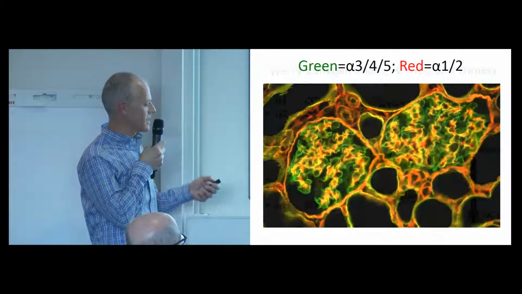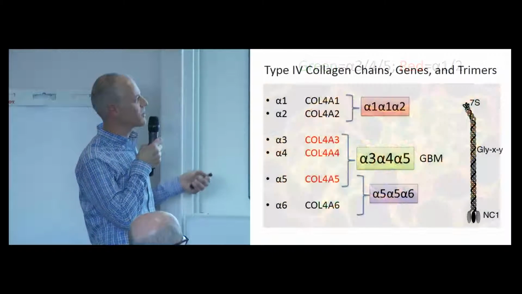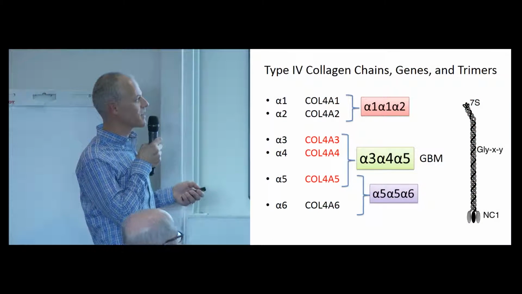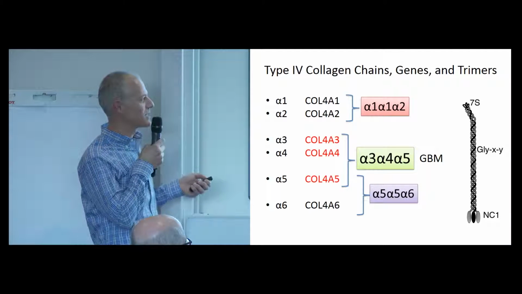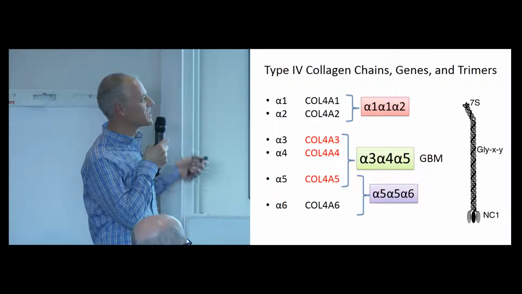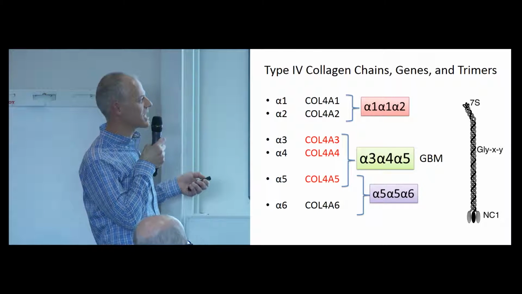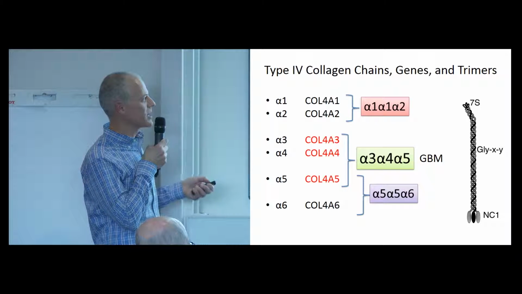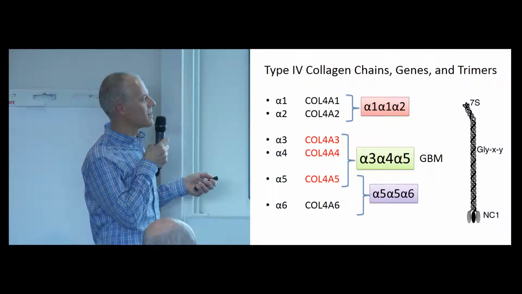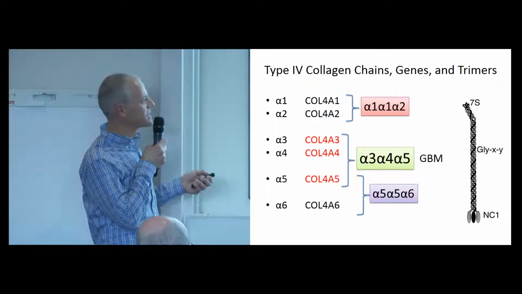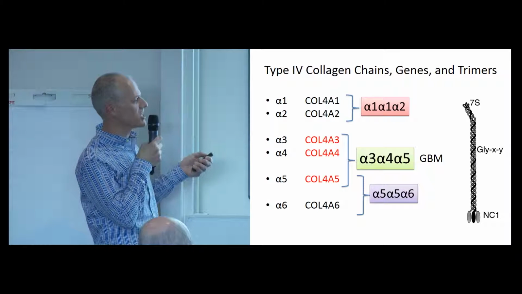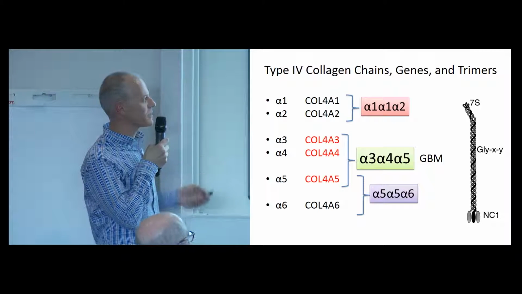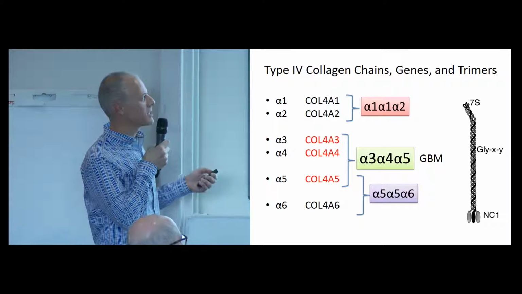So the alpha 3, 4, 5, as Francis told you, is the network that's present in the glomerular basement membrane. But in Alport syndrome, at least in the Alport mice that we have, but not in all patients, this network is totally missing. These chains cannot be detected in the glomerular basement membrane or anywhere else, and that's because in the absence of alpha 3, this network simply cannot form. Instead, there's compensation by the alpha 1 and alpha 2 type 4 collagen network such that these chains appear more apparent in the glomerular basement membrane, but of course they don't function properly.